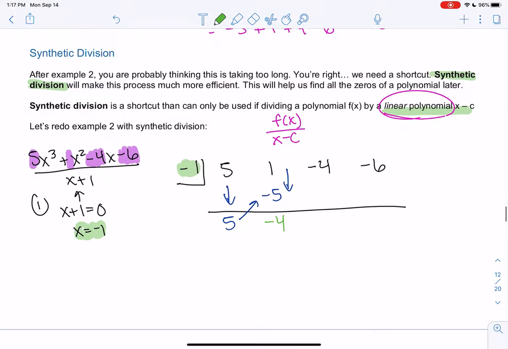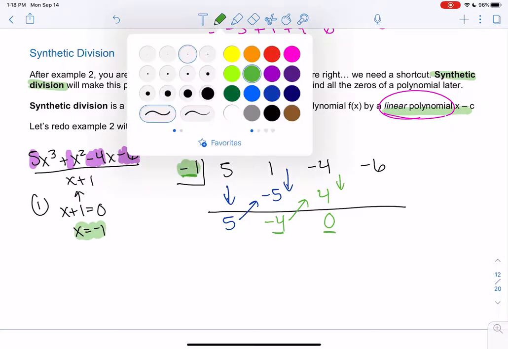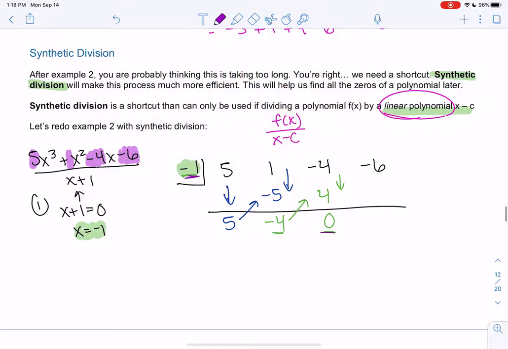And then we're gonna do the same thing. We're gonna do negative 1 times negative 4. Bring it up and we get positive 4. This is just one of those things, we're gonna do the pattern over and over and it'll get easier. And then we combine them and we get 0. And then I'm gonna do negative 1 times 0, and we get 0. Put it up there. And then bring down, combine them and we get negative 6. And this is my remainder.